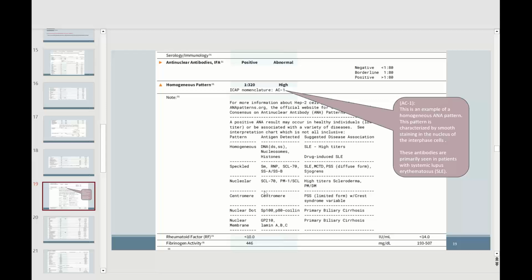And so, that's a cardinal rule in ordering anything. If it's not going to change your treatment, then you shouldn't really order it unless you are just satisfying some curiosity. But then be clear about that.